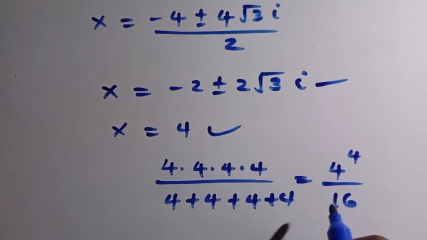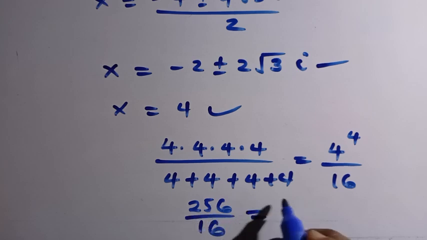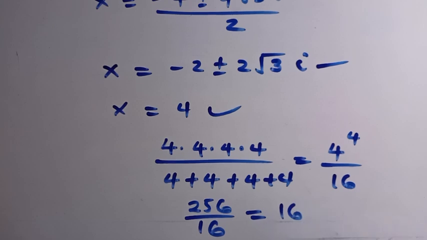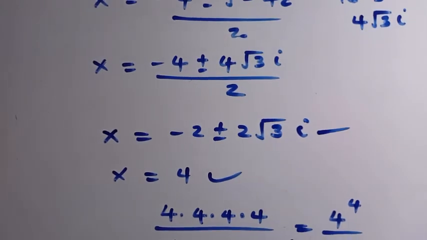Then 4 raised to the power of 4 gives us 256, divided by 16. And 256 divided by 16 gives us 16. It shows that the left hand side equals the right hand side. You can still test for the complex solution as well. It's going to be equal.